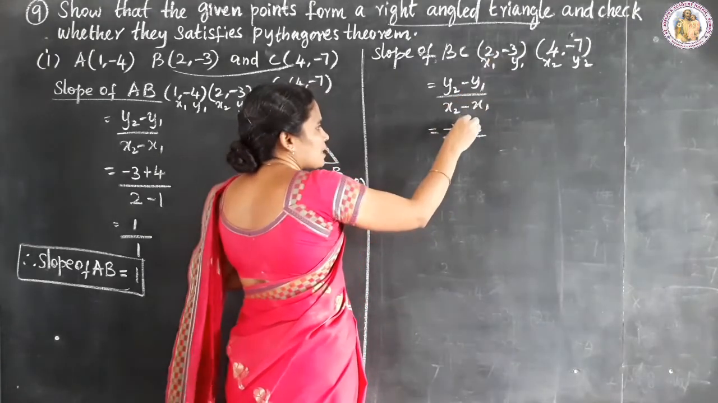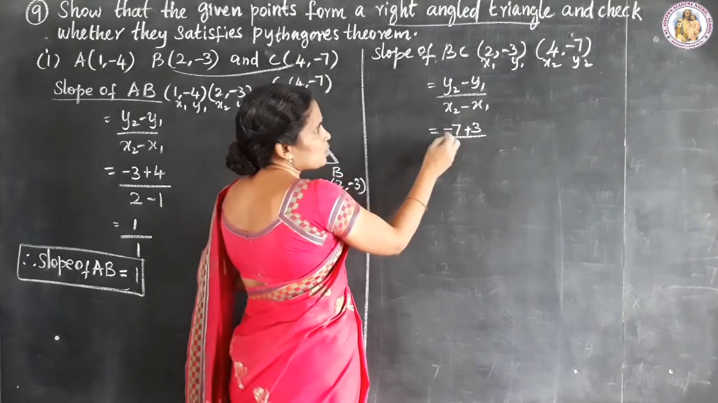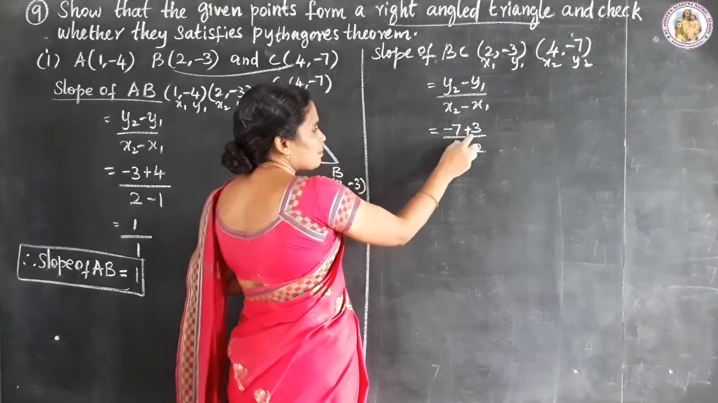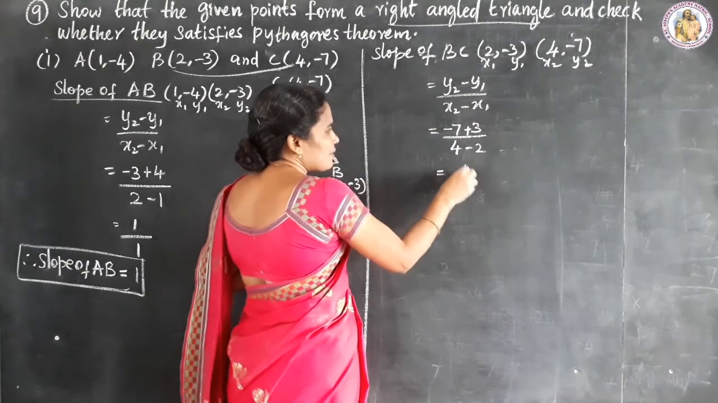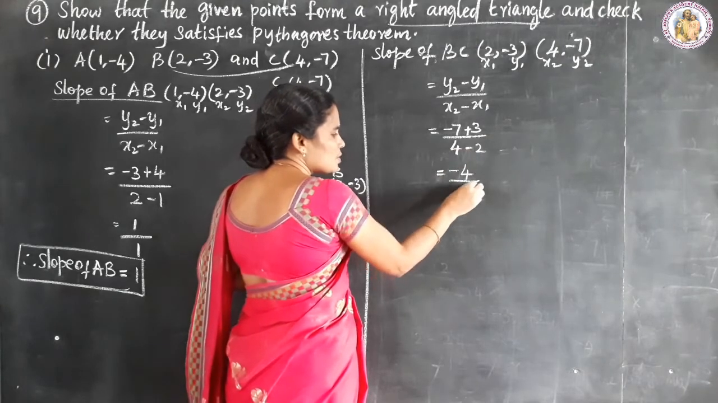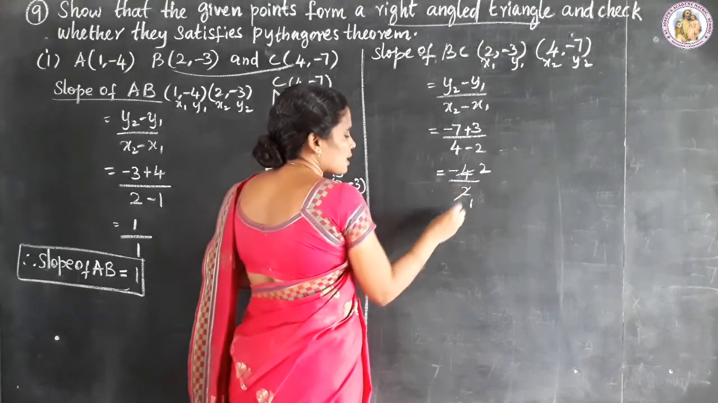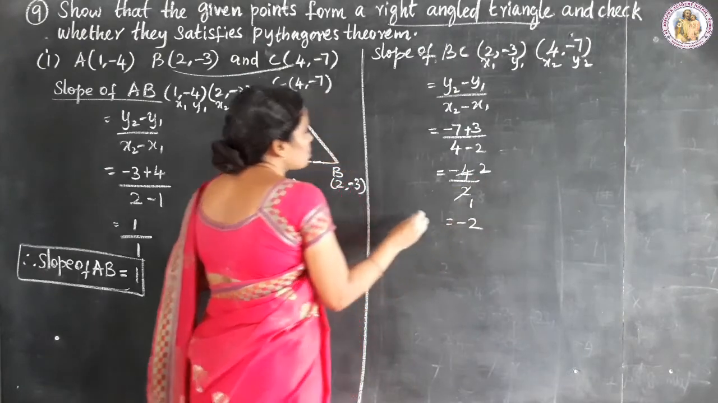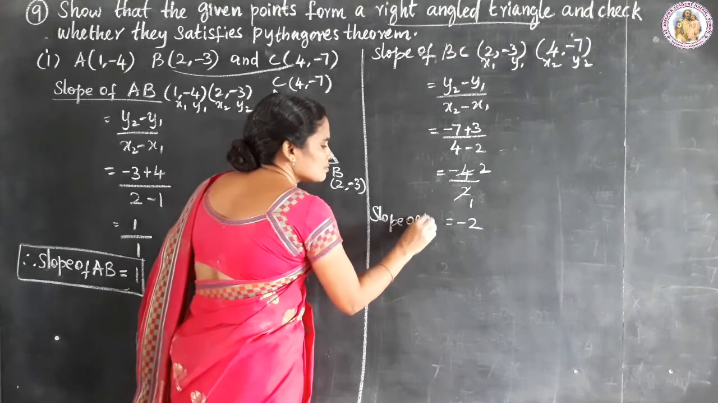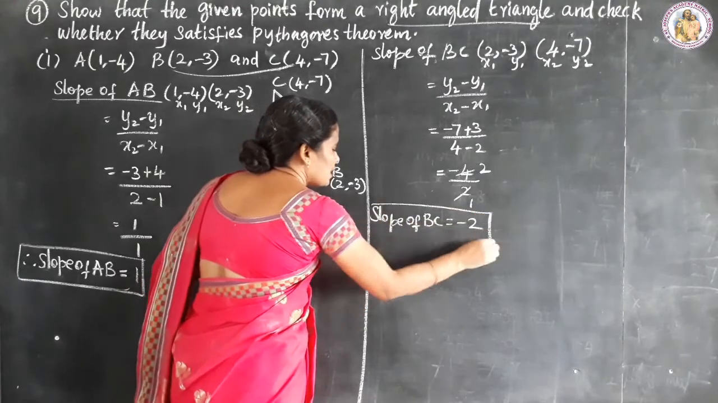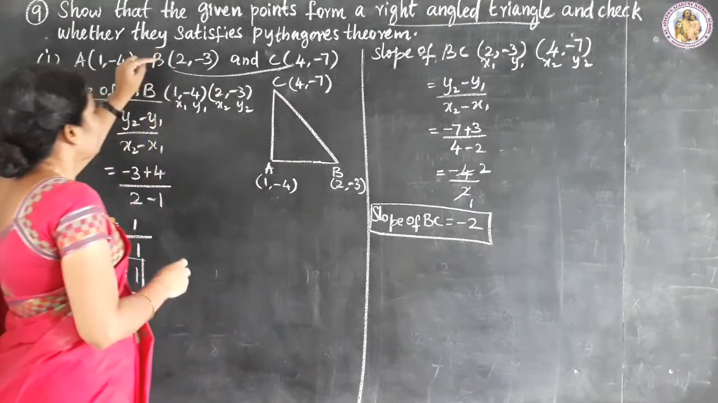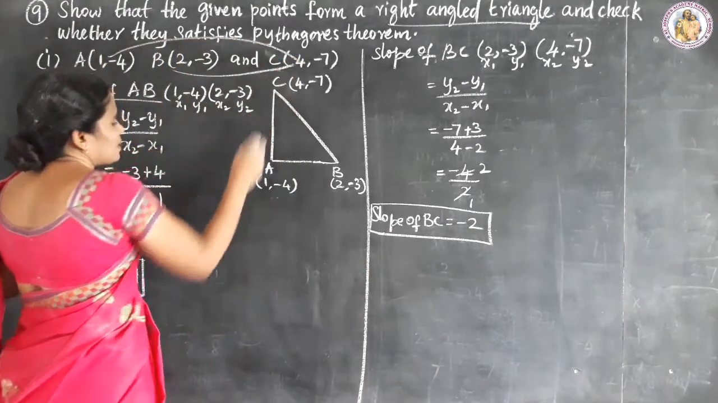Minus 3, when it comes here it becomes plus 3, and x2 is 4 minus x1 is 2. Different sign, 7 minus 3 is 4. 7 is greater, so minus 4 divided by 4 minus 2 is 2. So 2 ones are 2, 2 twos are 4. So minus 2. Slope of BC is minus 2. Okay, and then find AC.